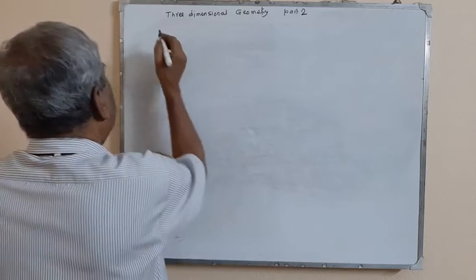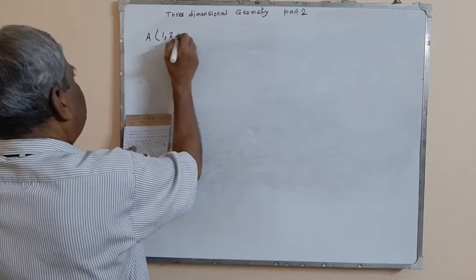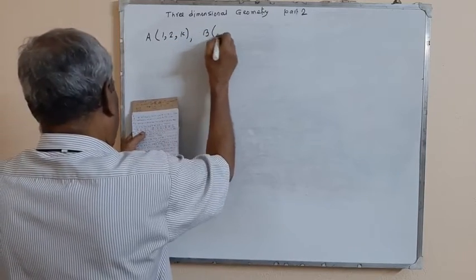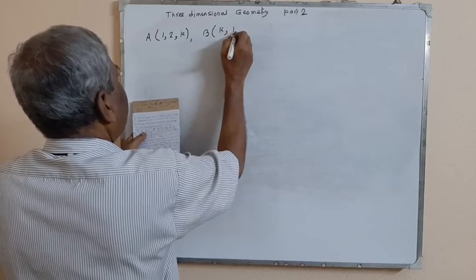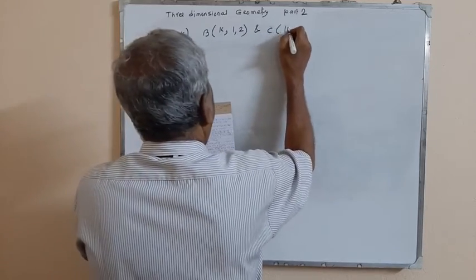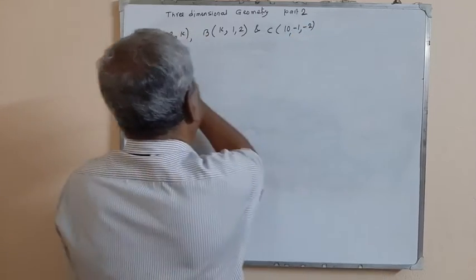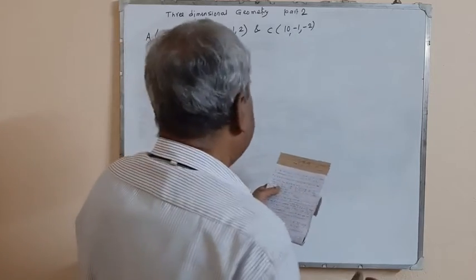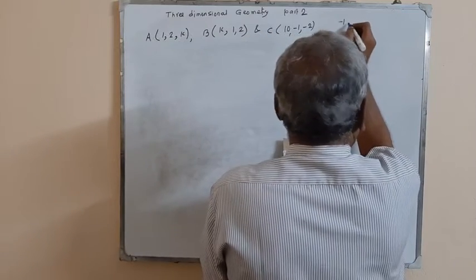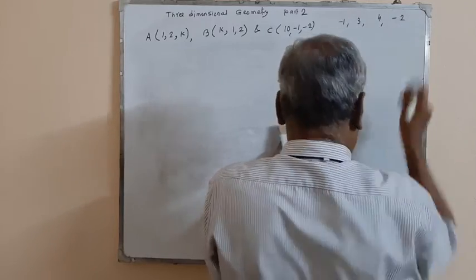If a point A (1, 2, k), B (k, 1, 2) and C (10, -1, -2) are collinear, these 3 points are collinear, then the value of k is, options: -1, 3, 4 and -2.